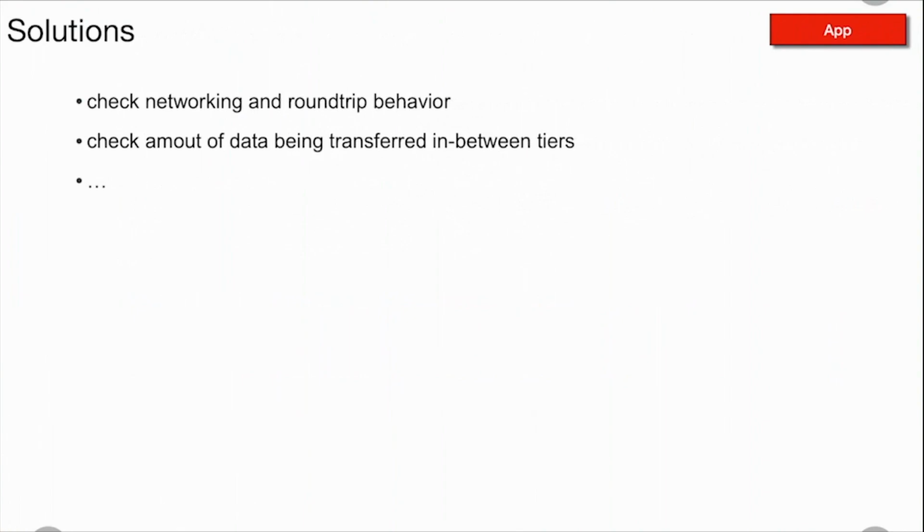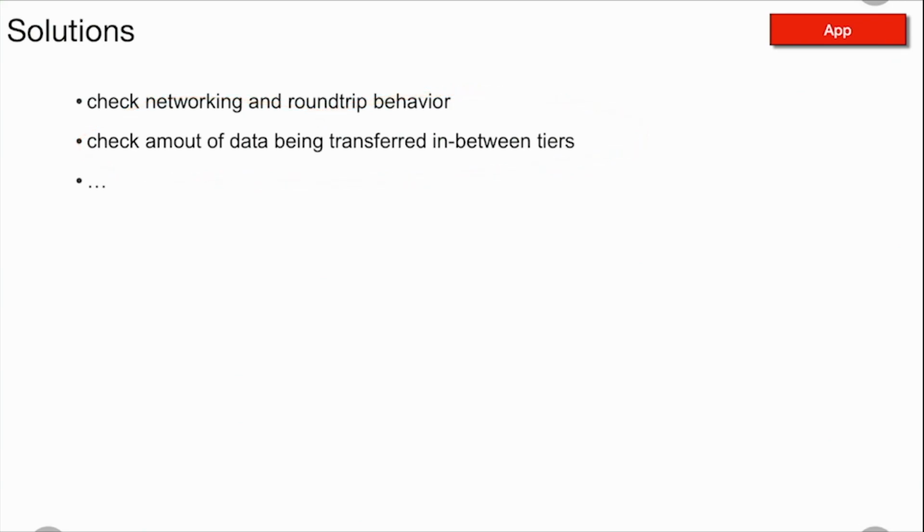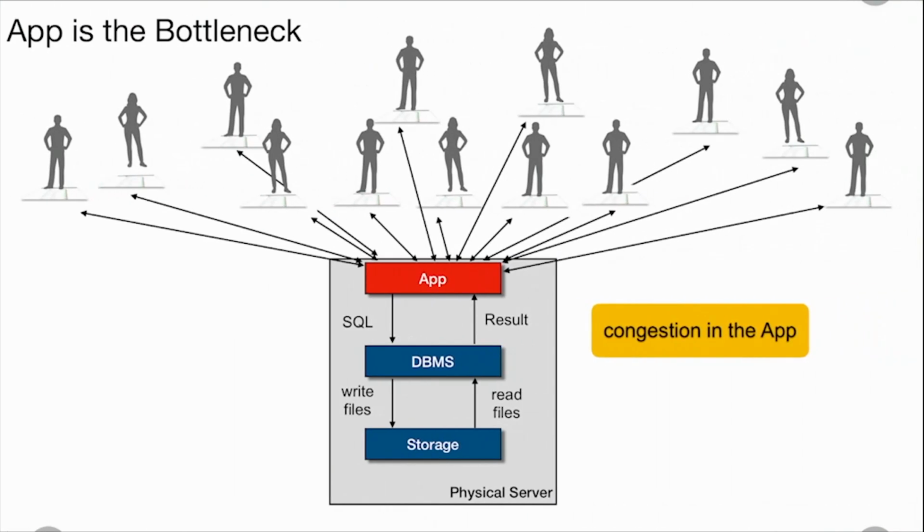So that's very important. Check the amount of data being transferred in between those tiers and try to reduce that data if possible. So basically, we reduce the I/O in between tiers. That's a very important thing here.